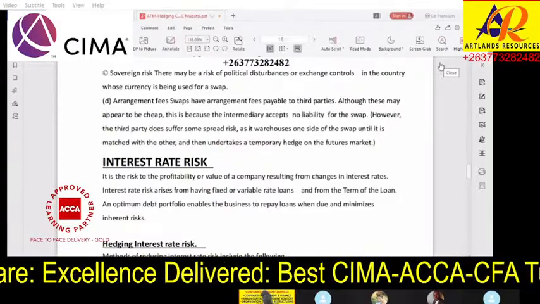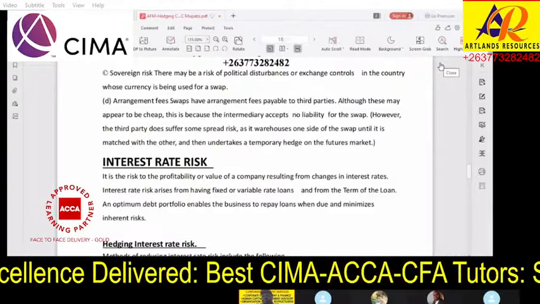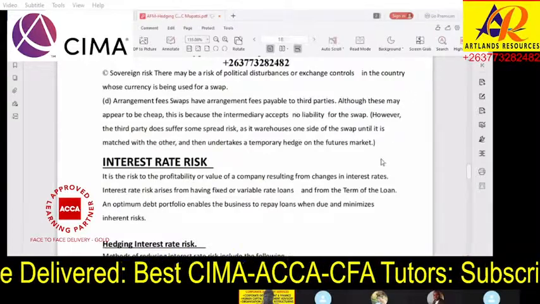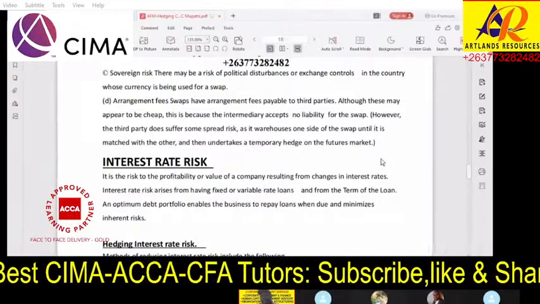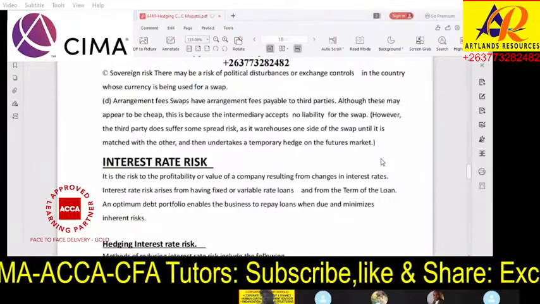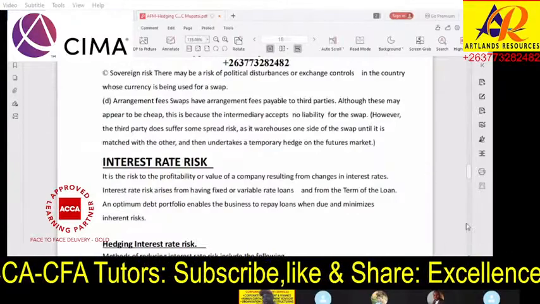So you then need to have what is called an optimum debt portfolio. An optimum debt portfolio is a portfolio which minimizes the overall interest rate exposure due to the characteristics of the loans that we have.